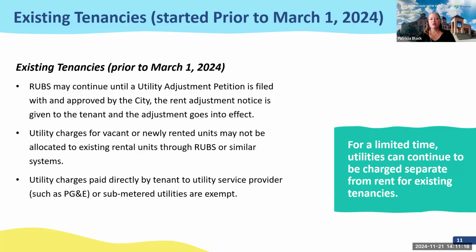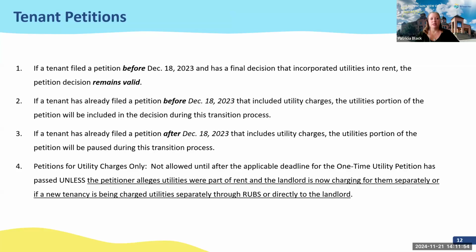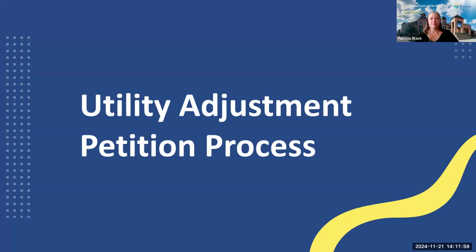And again, this is the information for existing tenancies. One thing I do want to note here that I did not mention is that utility charges for vacant or newly rented units may not be allocated to existing rental units through RUBS or similar systems. So that's really important. You can no longer have your RUBS billing systems include vacant units in the unit count. For a limited time, utilities can continue to be charged separate from rent for existing tenancies until these petitions are finalized for your property. And I'm going to skip over this. This is more detailed information about the restrictions on tenant petitions related to utilities at this time.